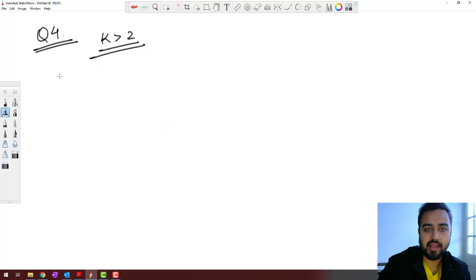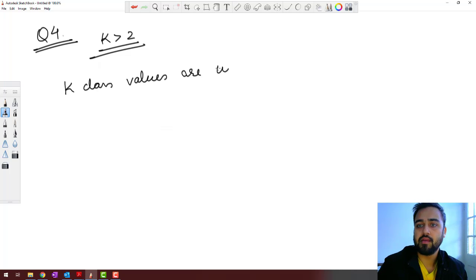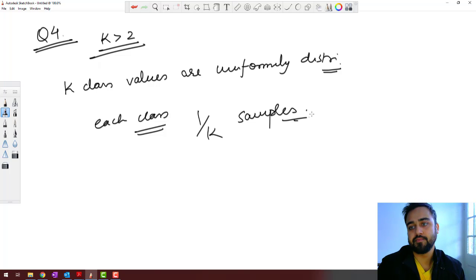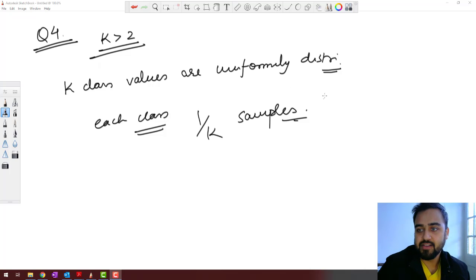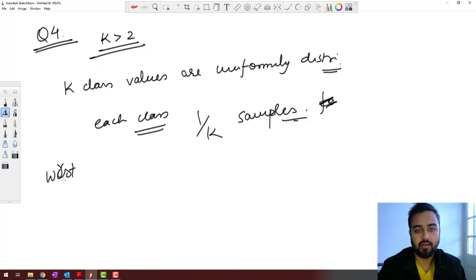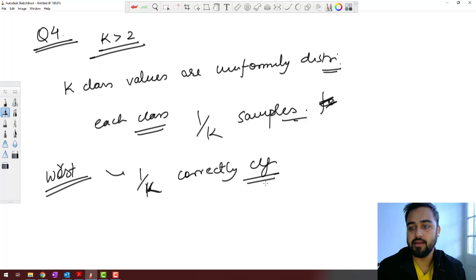Let's take an example where all the k class values are uniformly distributed. That means for each class, there are 1 by k samples. If we have 1 by k samples for each class in the training set, and in the worst case possible, our decision tree is only able to classify one class correctly, or it is able to generalize the data sample into one class only, then this would get just 1 by k samples correctly classified, right? True.